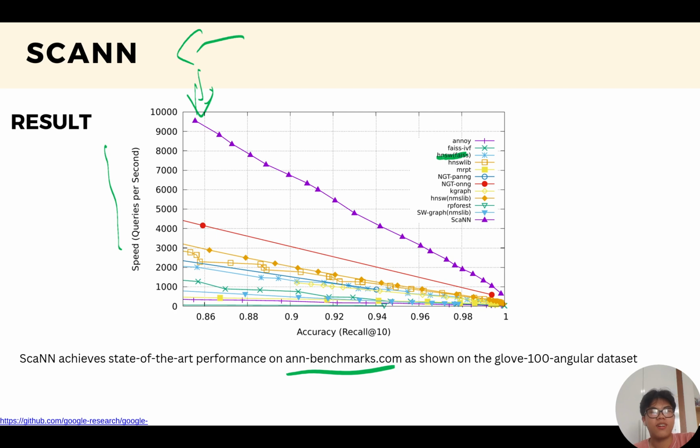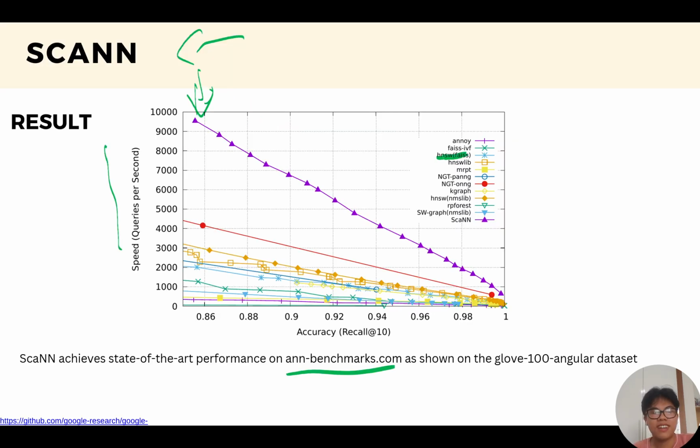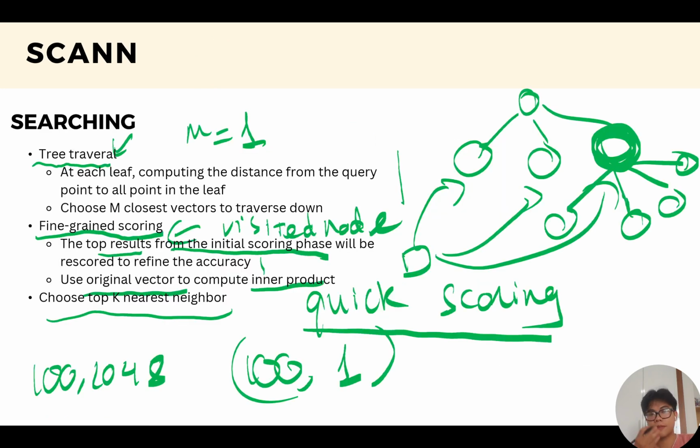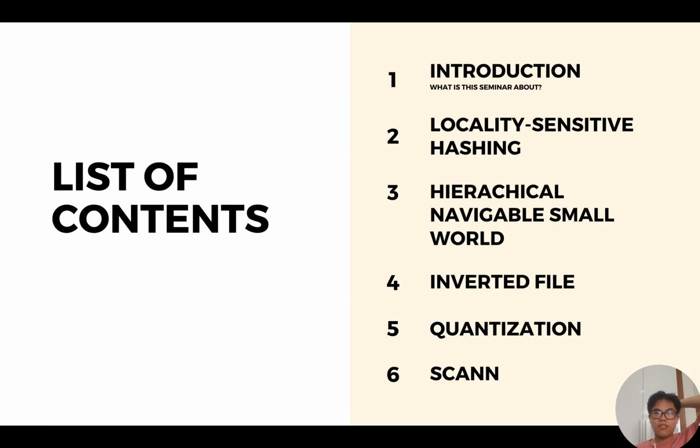Okay, this is all of the seminar. Actually, I wanted to add some more parts like a rule of thumb, about which algorithm to choose based on what case, but I do not have time, so this is all of the seminar. In this seminar I covered the vector search algorithms, how to index, how to create a vector database, how to search it, and the state-of-the-art algorithm.